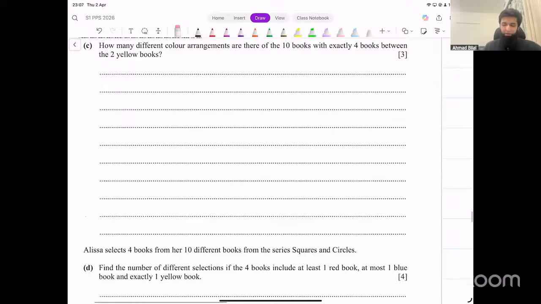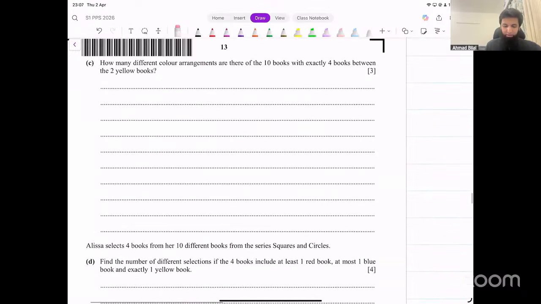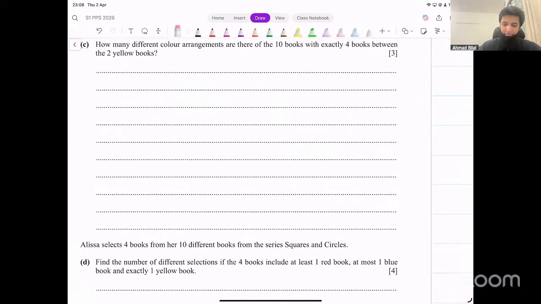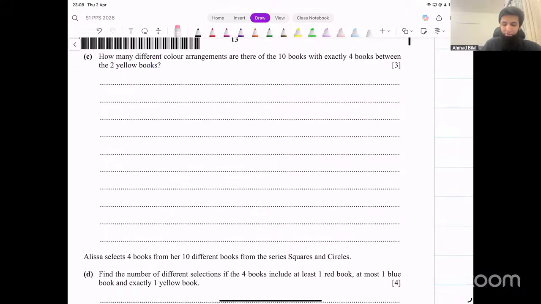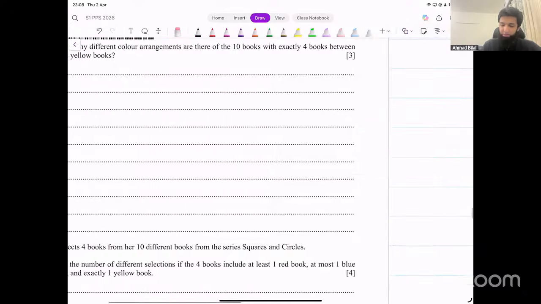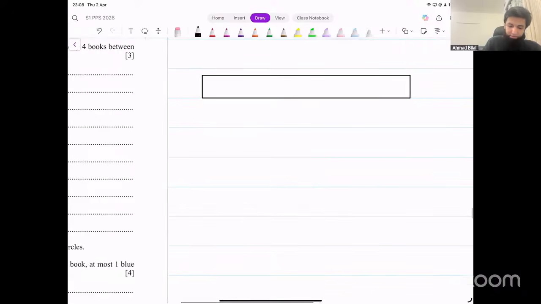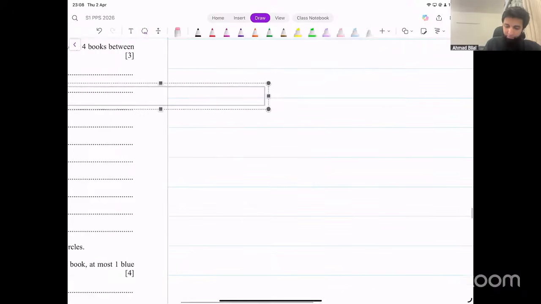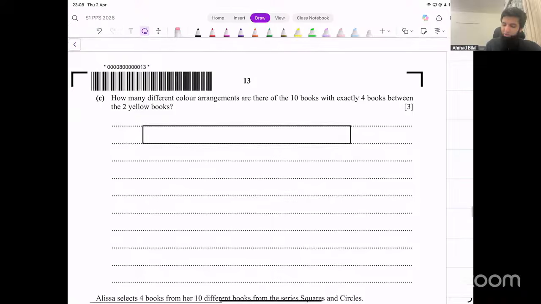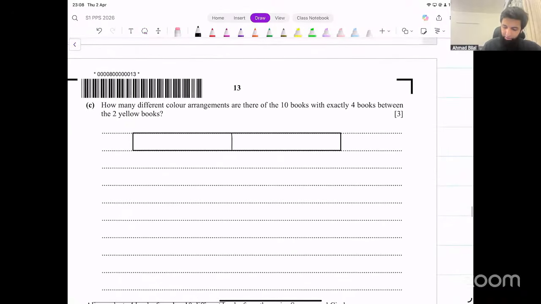Right, okay. So let's be quick and do these last 2 parts. It's getting late now. How many different color arrangements are there of the 10 books with exactly 4 books between the 2 yellow books? Another standard case that we do, right? Again, we're talking about color arrangements. So books of the same color, they're considered identical. What we can do is we can make boxes like this. There are 10 books in total. We've got 10 places for them.